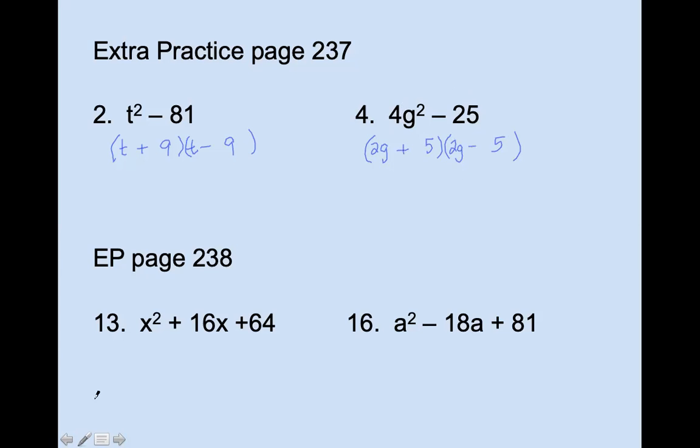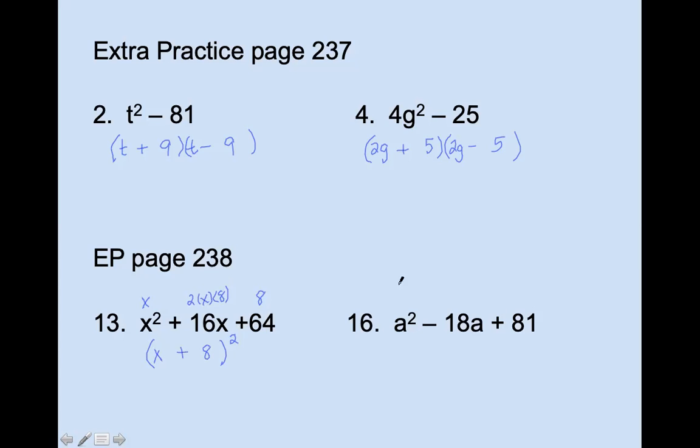All right, these look like they might be perfect square trinomials. So let's see, what do I square to get x squared? x. What do I square to get 64? 8. And is 16 2 times x times 8? And if the answer is yes, then my factorization is going to look like something squared. And what is that something? An x and an 8, and this is positive, so there's a plus.